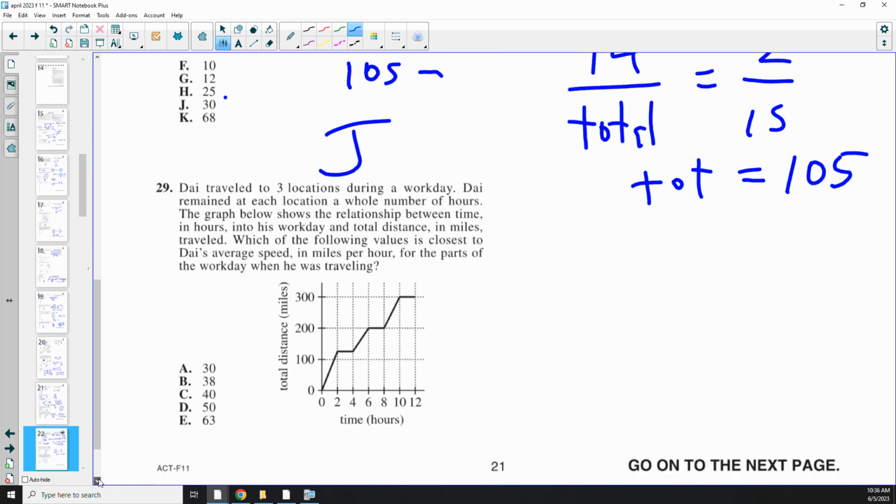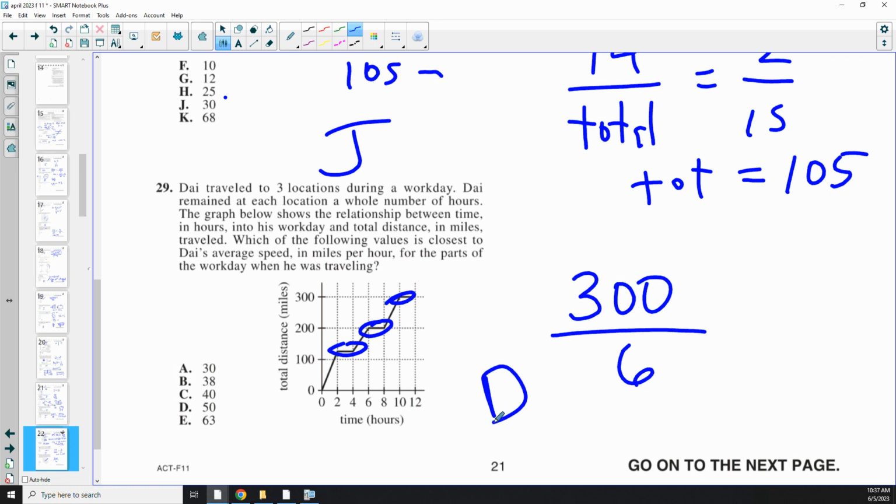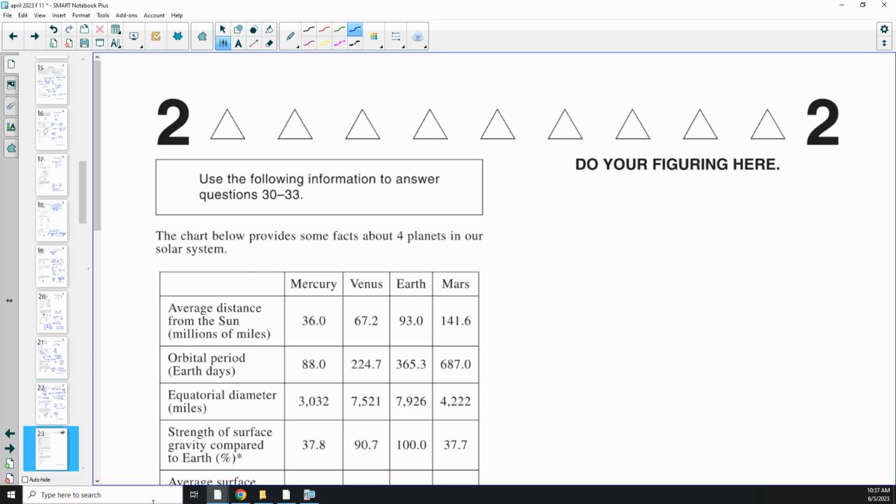Oh, a repeat problem, huh? We've been doing this one in class. So we drove 300 miles, but not in 12 hours, because we rested 3 2-hour shifts. So the answer is 50. 300 divided by 6. Y'all will recognize that from last week.